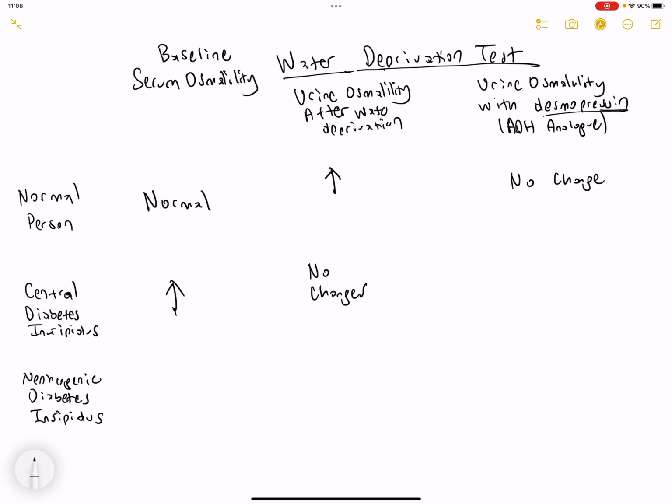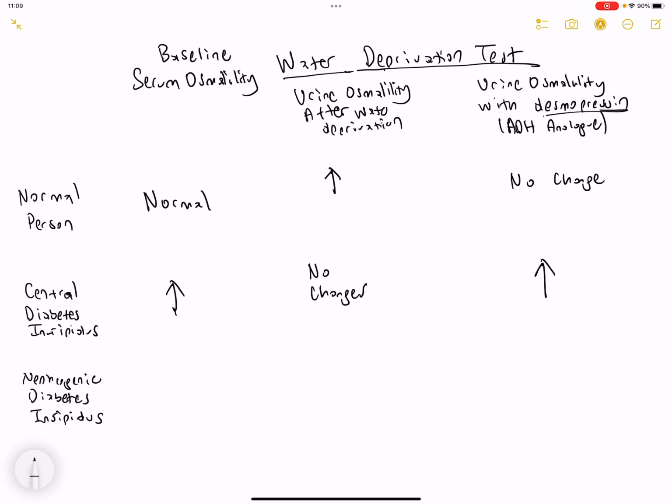Why? Because that patient does not have antidiuretic hormone. Even if you deprive the person of water, they're not going to be able to release antidiuretic hormone to concentrate their urine. So as a result, what we see is no change in their urine osmolality. Now, if we give the patient with central diabetes insipidus desmopressin, which is an antidiuretic hormone, we are essentially fixing the defect. As a result, the urine osmolality is going to go up with desmopressin.